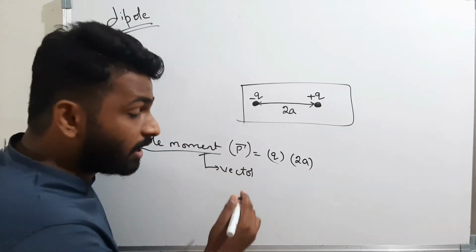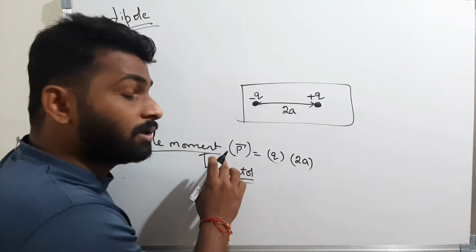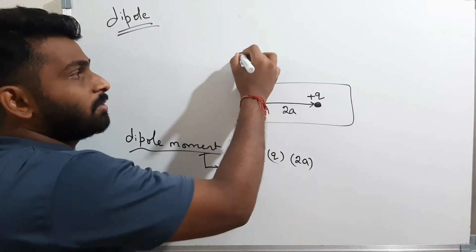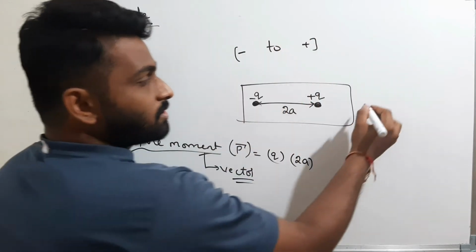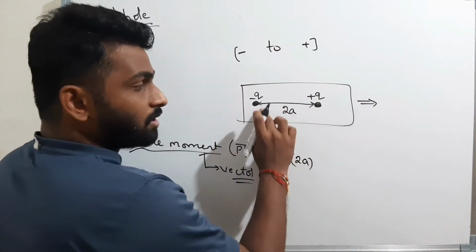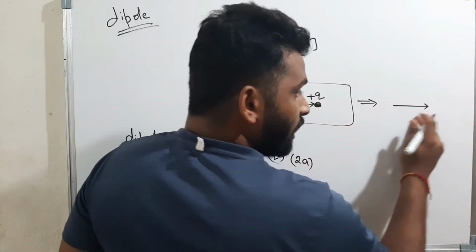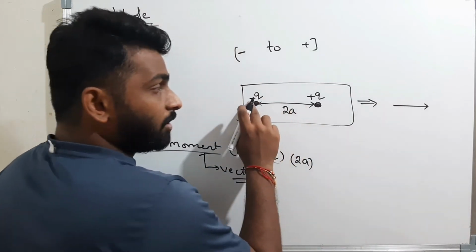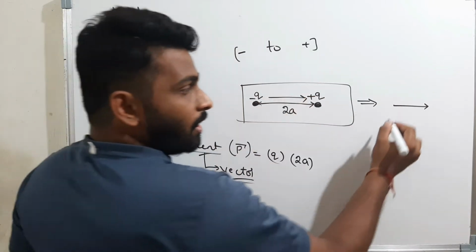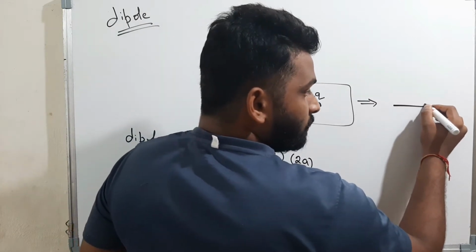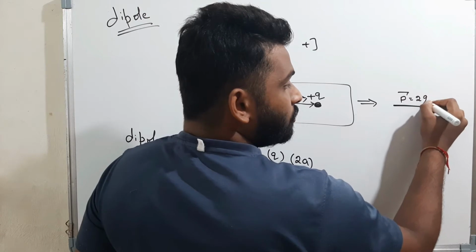We told it is a vector quantity. What is the direction of the electric dipole moment? Always the direction is from negative charge to positive charge. Instead of using this dipole, I represent this with a small arrow, and always the direction of the arrow will be from negative charge to positive charge, like this. And it will be represented by a small arrow, and p bar is equal to 2 into q into a bar.